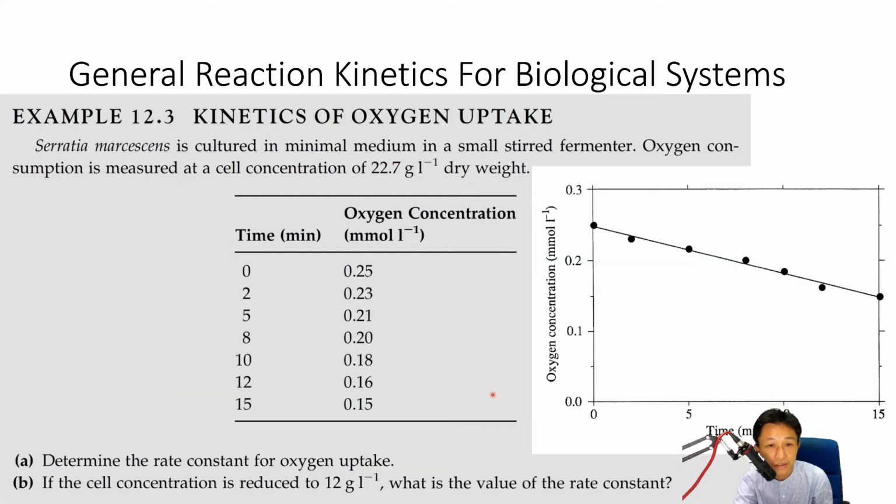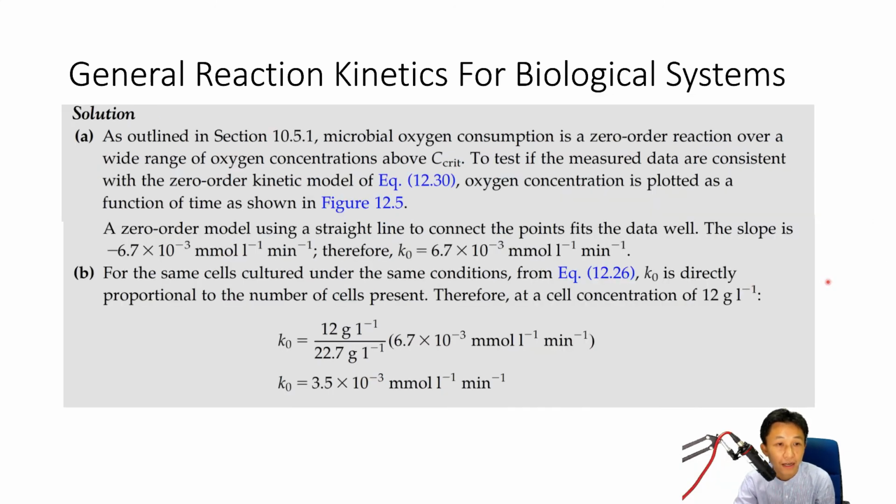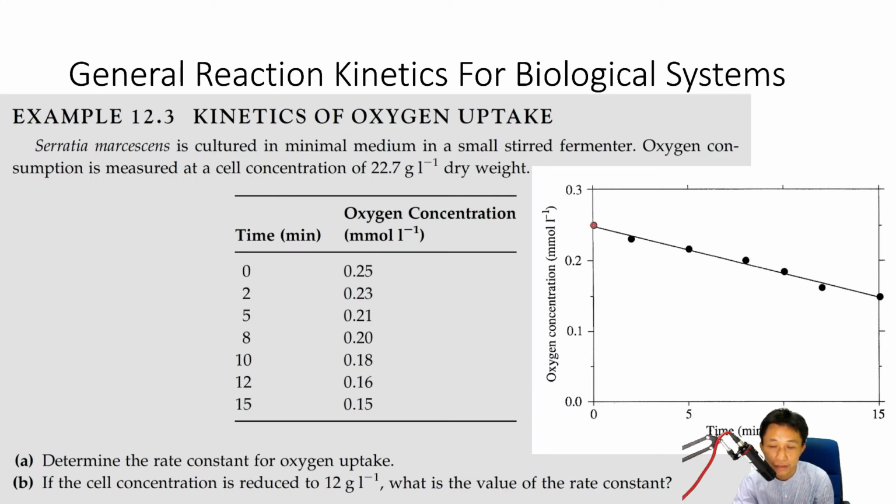Wow, it finished. Okay, we try to find the slope first. Which is minus. The slope is this one, millimolar per min, and this is the slope, and then K0 is this one. K0.